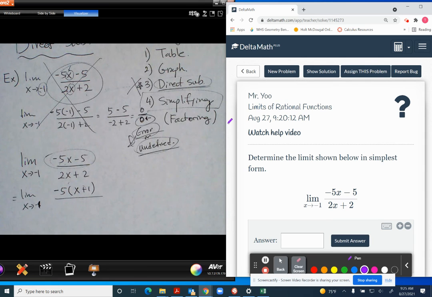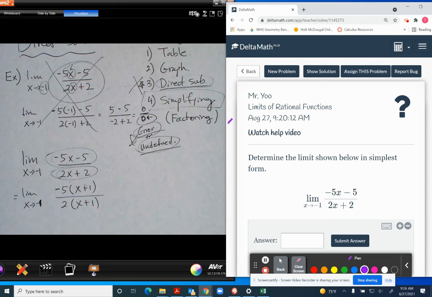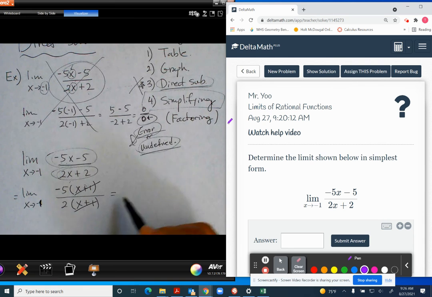All right. What do you see in common in the denominator? 2. If you factor out a 2, what do you have left over? X plus 1. Okay, do you notice anything? Can I cancel anything? What can I cancel? X plus 1, x plus 1. What's left over? -5 over 2, and this is your limit. Do you see how we factored and simplified by canceling? Okay, how many of you follow what I just did with simplifying? Excellent. Let's try another one.